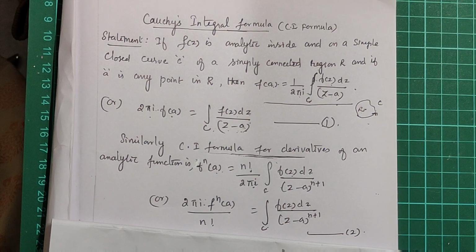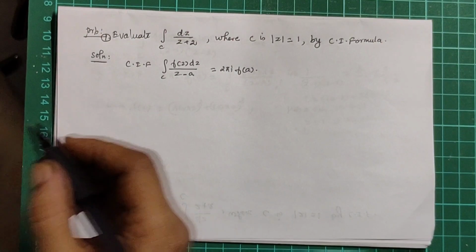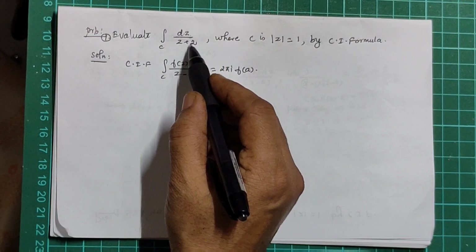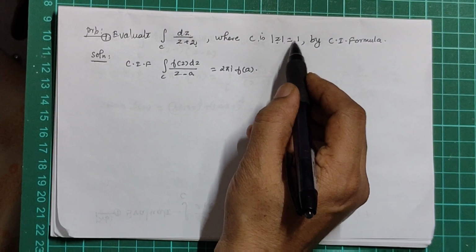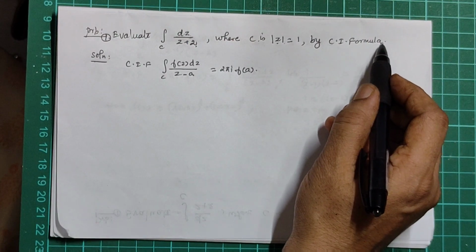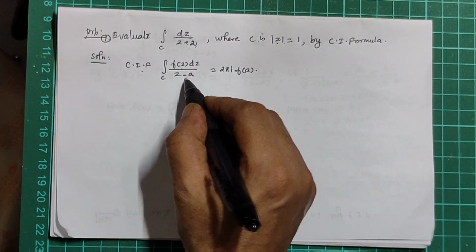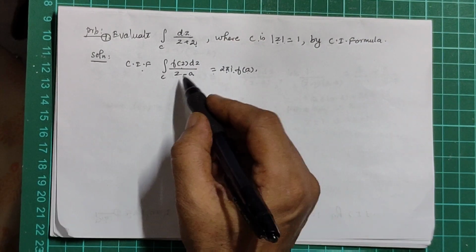So let us see problems based on these two. To begin with, I'm starting with a simple problem. Evaluate integration over C dz by z plus 2, where C is the closed disk, the modulus of z equal to 1, which is nothing but a unit circle. And it is by using the Cauchy's integral formula. We know that the Cauchy's integral formula states that integration over C f of z dz divided by z minus A equal to 2 pi i into f of A. Now this is the general formula.